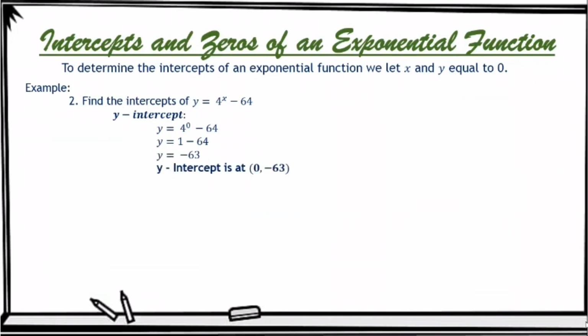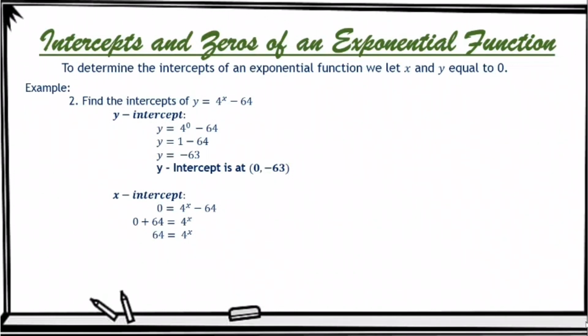So that is for the y-intercept. Let's have naman x-intercept. To calculate x-intercept, we'll let y is equal to 0. That will give us 0 is equal to 4 raised to x minus 64. Addition property of equality, adding both sides by positive 64. That will give us 0 plus 64 is equal to 4 raised to x minus 64 plus 64. That will give us 0, cancel. Then simplify, this will be 64 is equal to 4 raised to x.